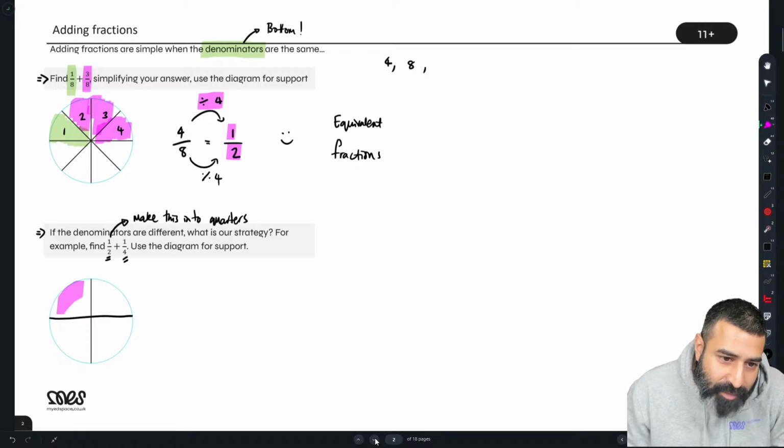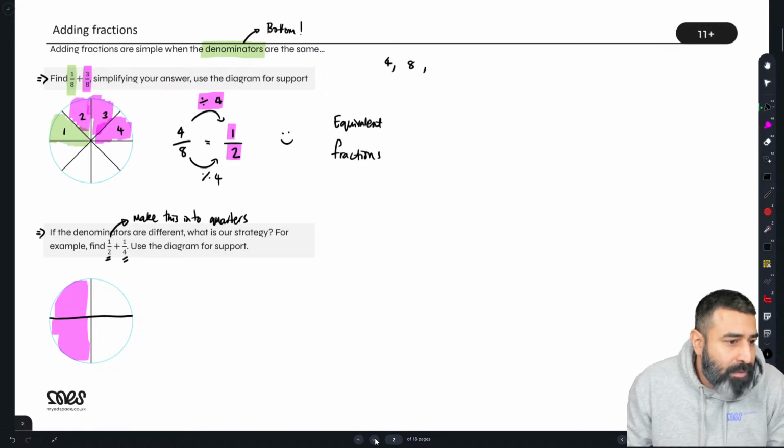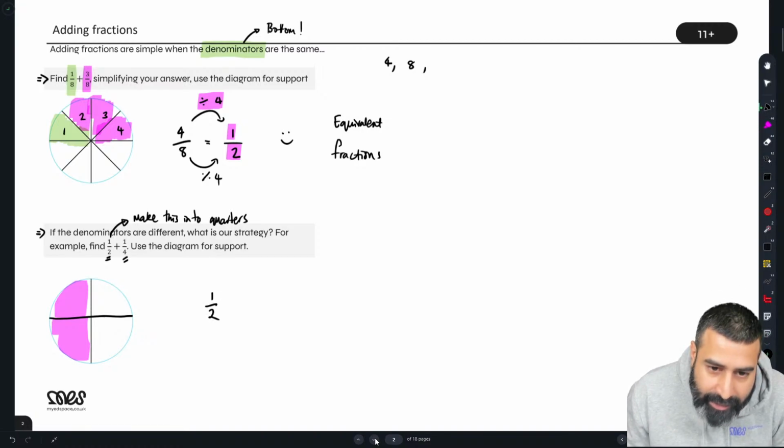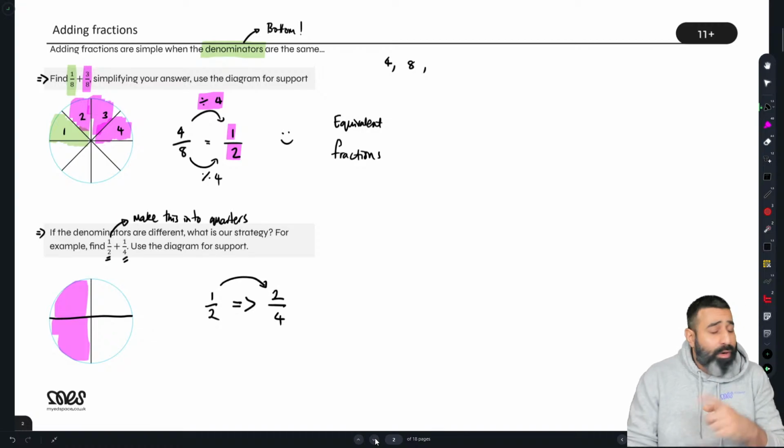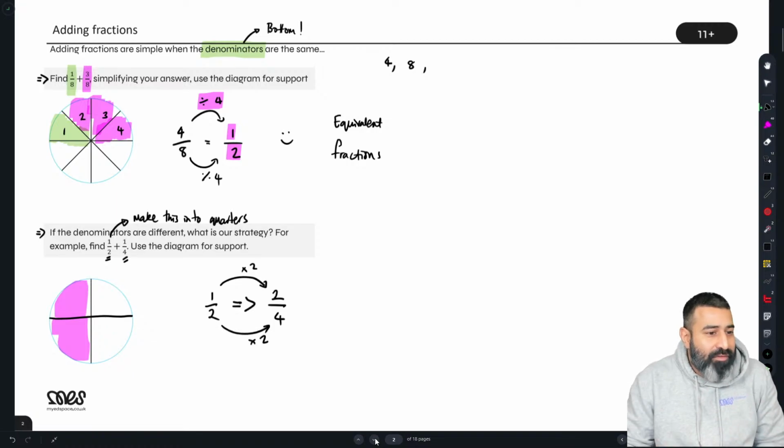How many quarters is my half? My half is represented as 2 quarters, okay? So let's write this down together in our workbook. So 1/2 is represented as 2 quarters. So what I did was, what did I multiply the top by? I multiplied the top by 2 and the bottom by 2 as well. Lovely stuff. Good work, guys.